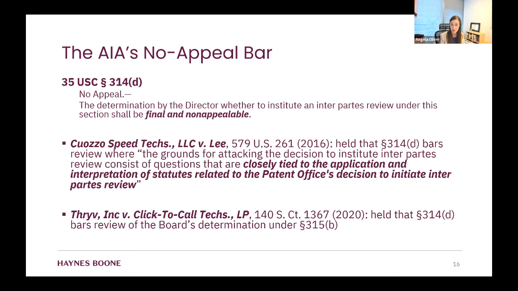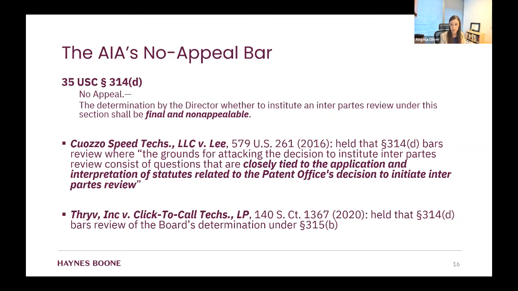So those two are here. So Cuozzo from 2016, which also had other issues that were before the court, and then Thryv versus Click-to-Call in 2020. So really a shocking number of decisions from the Supreme Court in PTAB cases between these and SAS and Oil States. It's a great time to be a PTAB practitioner because we are always following what the Supreme Court is doing all the time. So anyway, back to the point at hand. Cuozzo Speed kind of set forth the generic test of what 314(d) means. And essentially, it bars review where the grounds for attacking the institution decision relate to questions that are closely tied to the application and interpretation of statutes related to the Patent Office's decision to initiate an inter partes review.